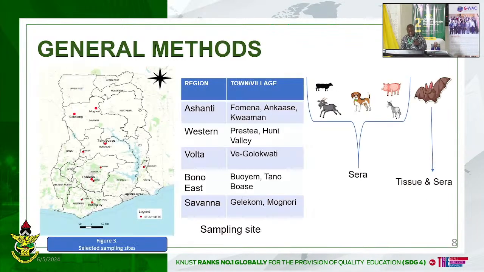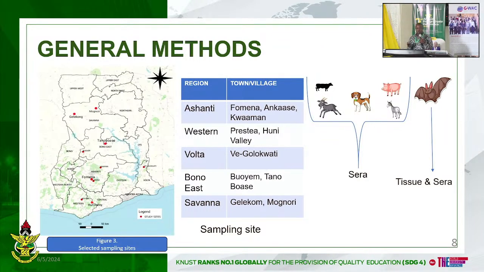So with this, we selected 5 areas based on existing data. The first outbreak appeared to have come from Ashanti region and Western region. So we have Fomina and Kasi Kwamine area. Then the Western region is Pristia-Huni Valley. Then Volta region, Vegolokwati. Vegolokwati is an area where previous studies have shown that the Egyptian rosette bat is found in some caves in these areas.